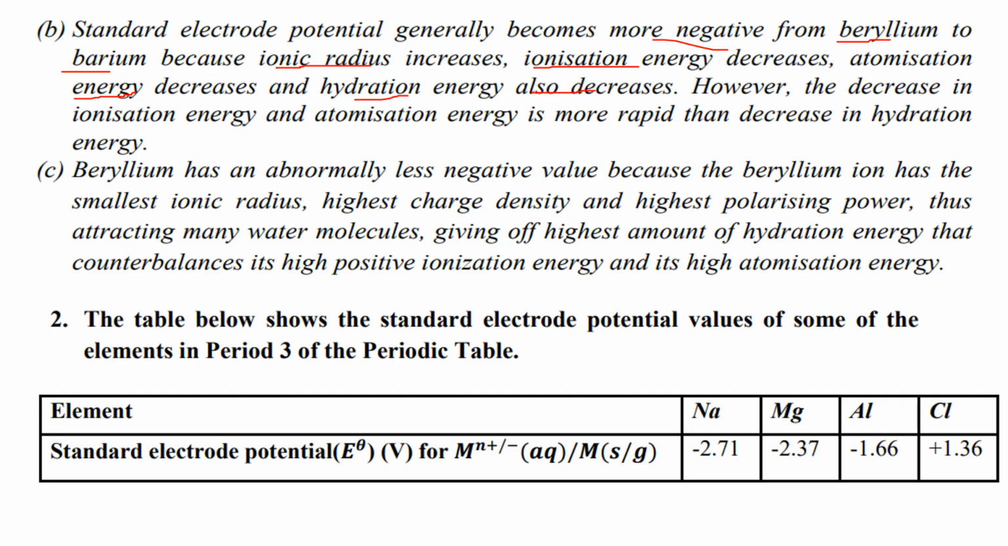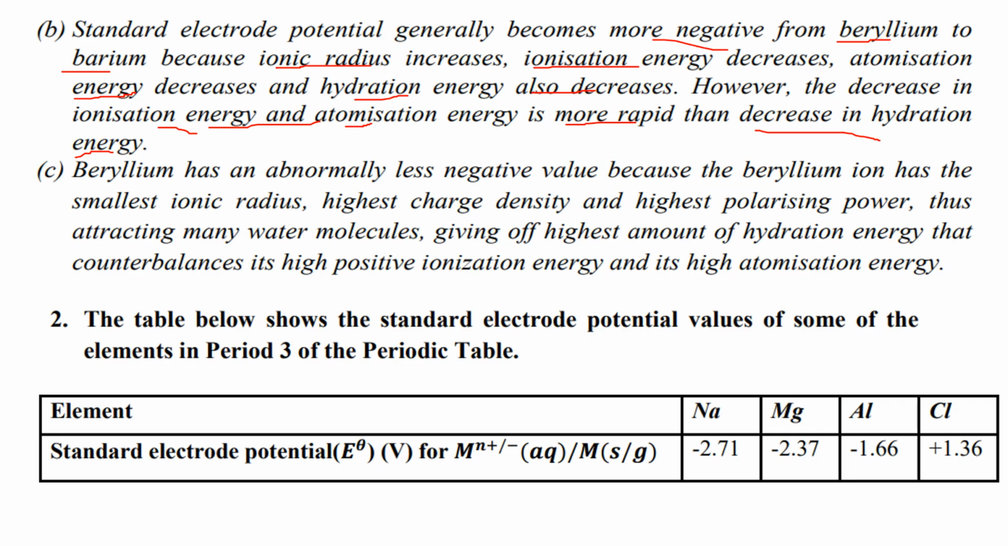But the decrease of the ionization energy together with atomization energy is going to be more rapid as compared to the decrease in hydration energy. So that means that hydration energy is going to be a bit higher or more negative as compared to ionization energy together with atomization energy, making electrode potential subsequently more negative from one element to another.